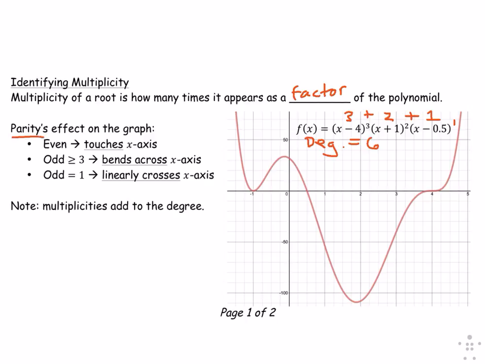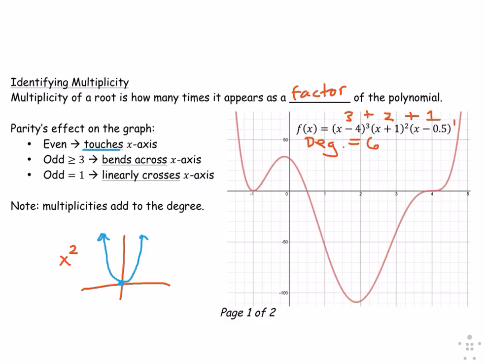So even or odd is what I'm talking about with parity. Now, if it's even, let's think about where we've seen even before. That would be like a quadratic, x squared. You get a graph that just kisses the x-axis at the point of intersection. Now, that's why when it's even, it's just going to touch the x-axis.